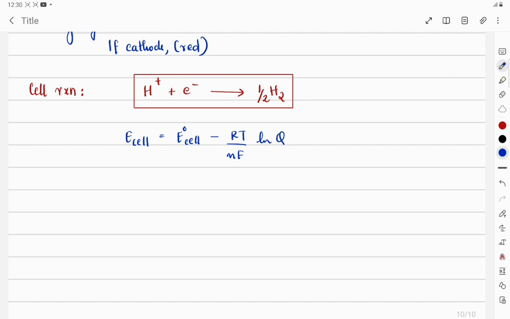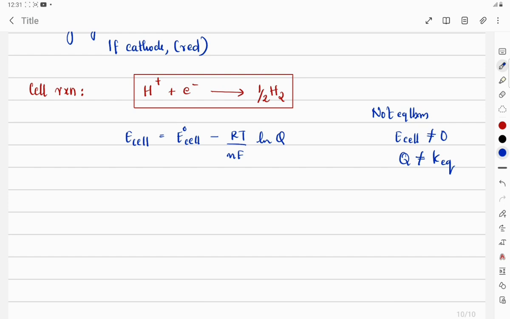I have already told you that E cell and E0 cell were different. This is not an equilibrium reaction, so E cell will not be equal to 0, and Q is not equal to K equilibrium. Note this. But this is a hydrogen electrode.